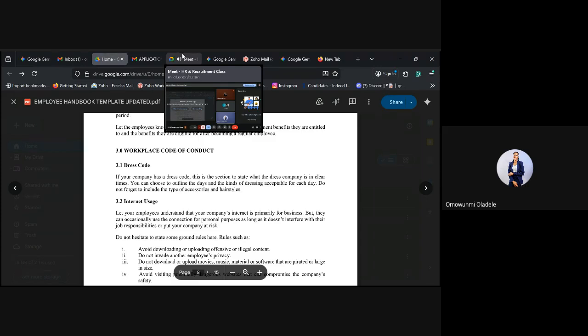Internet usage. This is also very important. If you don't have it in your handbook, please go and update your handbook. A lot of people would come and use the internet to download some things, to download X-rated movies. You need to have a policy that speaks to the fact that internet usage is primarily for business. Because if they expose the company system to some sites, it can shut down or risk the organization at large. So it's very, very important you put this into consideration as an HR professional.